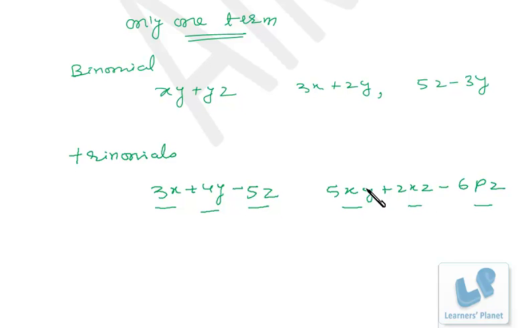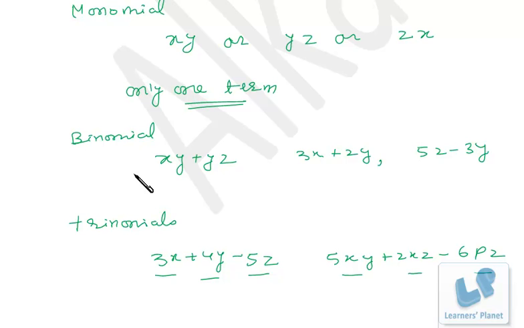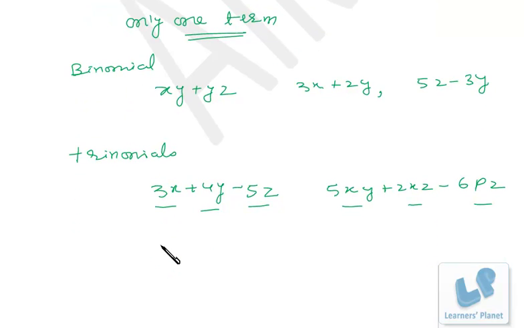Okay, so monomial 1 term, binomial 2 terms, trinomial 3 terms, and if we have many terms, we call it a polynomial. Right? So polynomials are multinomials, you can say. They have many terms, right? 3x plus 4y minus 5z plus 2xy, right? So these are polynomials. They may have 4 terms or maybe greater than 4, right? So you got the difference among monomial, binomial, trinomial and polynomial, right?